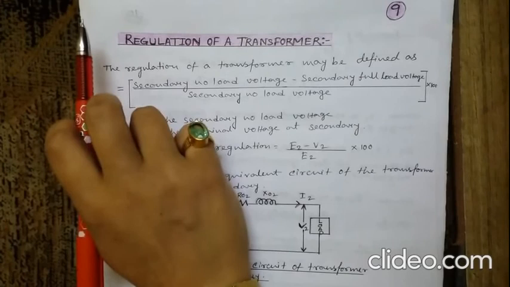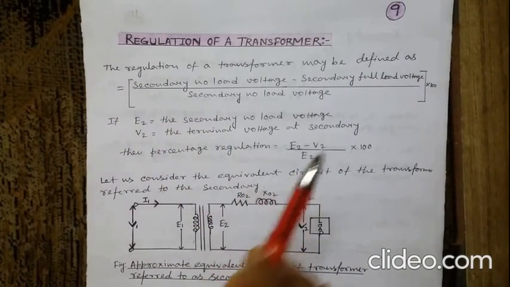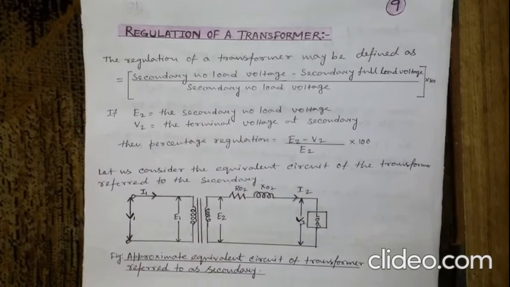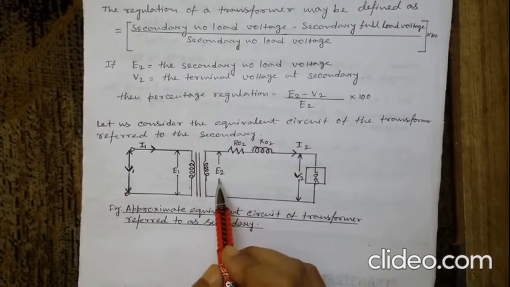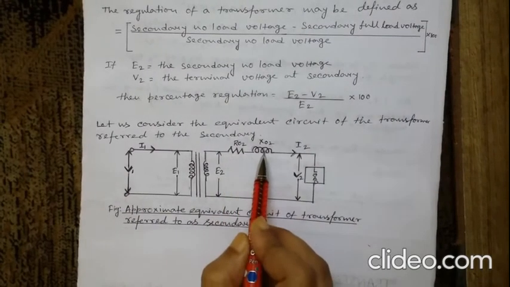Voltage regulation of a transformer is defined as (E2 minus V2) by E2, where E2 equal to the secondary no load voltage and V2 equal to the terminal voltage at the secondary. Now come to this figure, the approximate equivalent circuit of a transformer referred to the secondary. From this figure we can write E2 equal to V2 plus I2 R02 plus I2 X02.